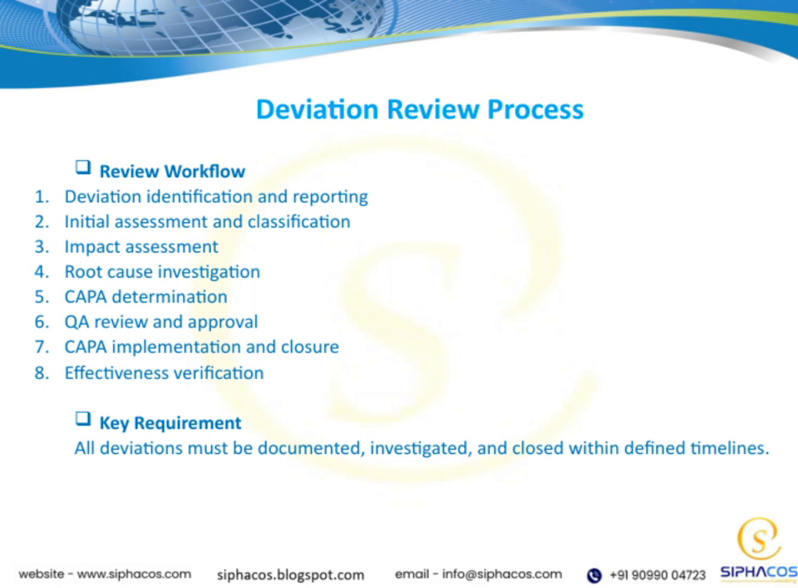After deciding on the CAPA, it goes through a QA review and approval process to ensure everything is in order before implementation. Then, we proceed with the CAPA implementation and close out the deviation. Finally, we verify the effectiveness of the actions taken to ensure the issue has been fully resolved. A key point to remember is that all deviations must be documented, thoroughly investigated, and closed within the timelines we've set. This ensures we maintain control and continuous improvement in our processes. Staying disciplined with this process is fundamental to our overall quality management system.